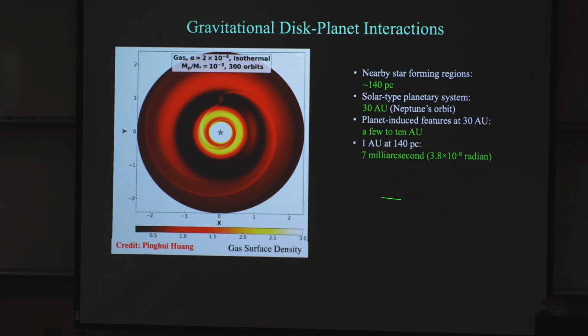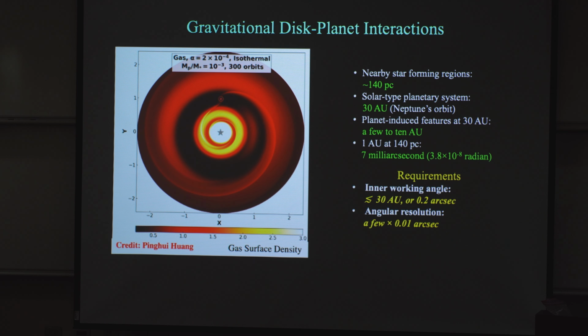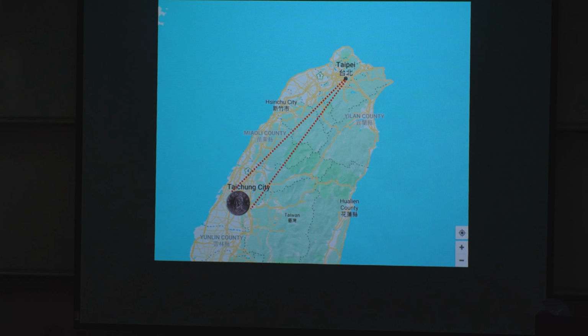So if you put all this together, you see in order to detect these structures in a nearby protoplanetary disk on solar system scale, you need to satisfy two conditions. First, you need an inner working angle no bigger than 30 AU, or 0.2 arcsecond. This is to say you need to be sensitive to what's going on close to the star. And also you need an angular resolution of a few tens of milliarcseconds. This is needed because you want to spatially resolve all these structures. This resolution is very high. It's about the resolution you need to recognize a coin if you put it in Guangzhou and try to look at it from here.